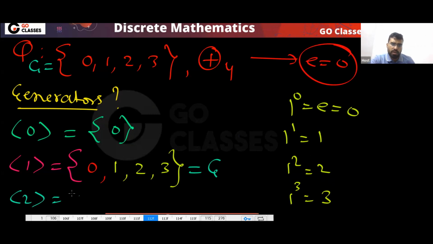And what can 2 generate? Tell me. 2 power 0 is 0. 2 power 1 is 2. What is 2 power 2? It is 0. 2 power 3 is 2. 2 power 4 is 0. 2 inverse is 2. So only this you will get. That's it. Nothing else you will get. This is your subgroup generated by 2.